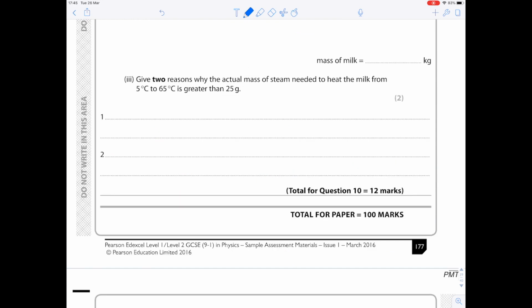Give 2 reasons why the actual mass of steam needed to heat the milk from 5 degrees to 65 degrees is greater than 25 grams. So really, where must some of that steam have gotten lost? Well, firstly, more steam must condense and transfer the energy needed to cause the milk to froth, and more steam must condense to replace any steam that might leave the milk without condensing. So that is still quite a hard question to end this paper on.